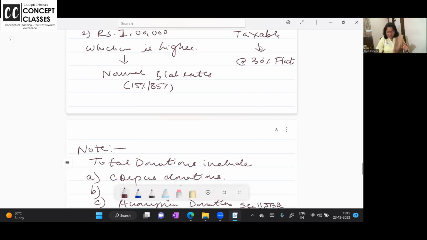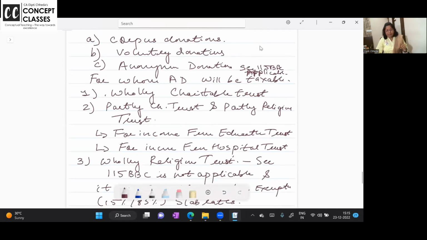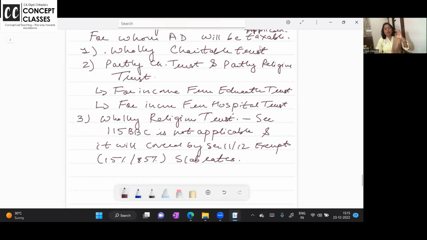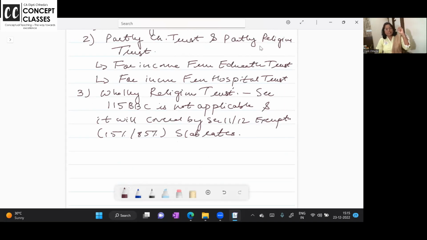Now, this 115 BBC is applicable for wholly charitable trust, partly charitable and partly religious trust who are running hospitals and schools. So only for hospitals and schools, this 115 BBC is applicable related to anonymous donations. And if there is a wholly religious trust, mosque, ISKCON temple, TTD and all, if they are receiving anonymous donations, it's not that it is completely exempt, and it's not that it is flat 30% taxable. They will tax it in routine, all the income of the trust, 15% set aside, 85% apply for the trust.